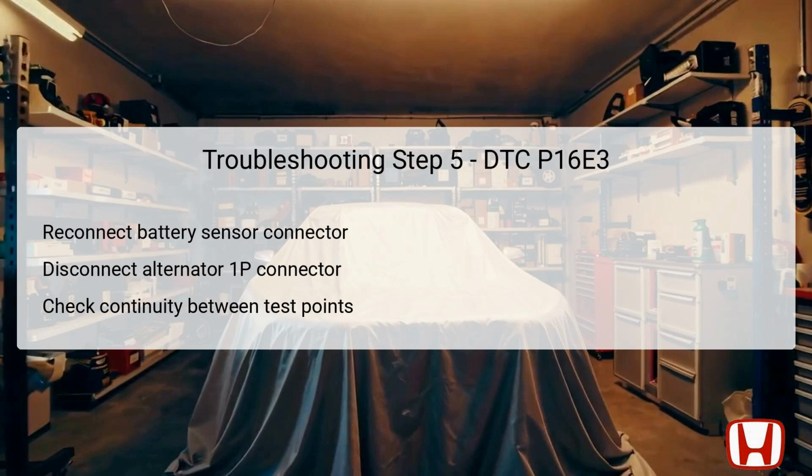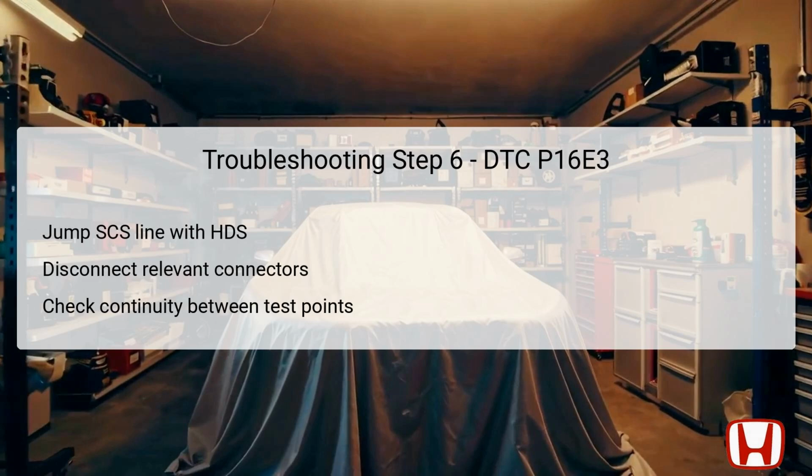Test point 1 will connect to the alternator 1P connector number 1, usually marked with a tan wire. And test point 2 connects to body ground. If you confirm continuity between these points, it suggests that the circuitry is intact. However, if continuity is absent, it indicates that deeper diagnostics are necessary, potentially suggesting that the battery sensor itself may need replacement. For step 6, again jump the SCS line using the HDS for continuity verification.